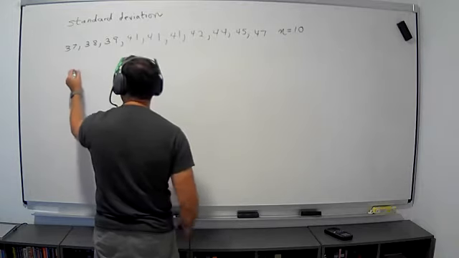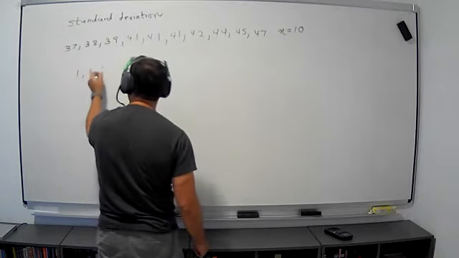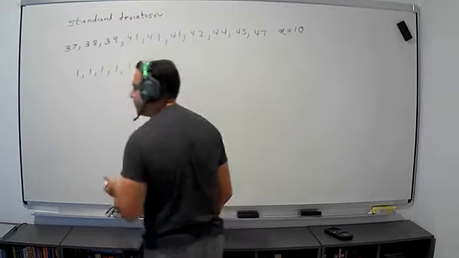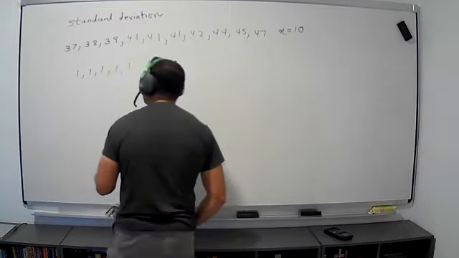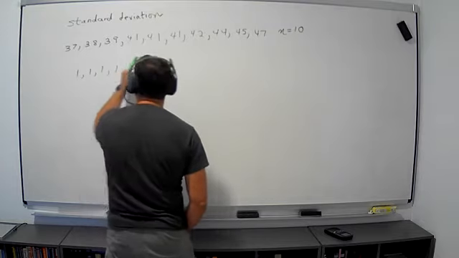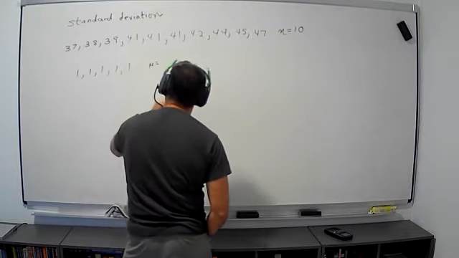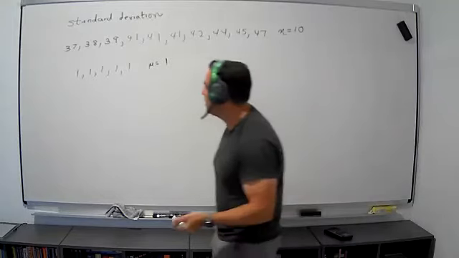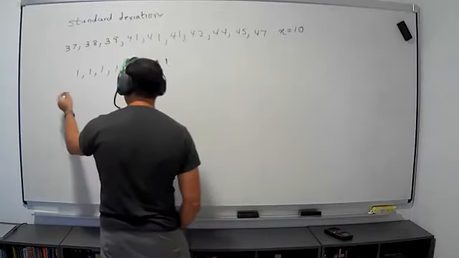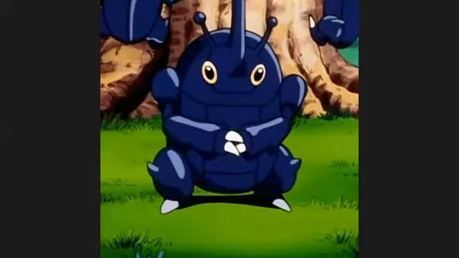Let's say we have 1, 1, 1, 1, 1. Okay. And we go ahead and figure out the mean. What's the mean here going to be? It's going to be 1. Because 1 plus 1 plus 1 plus 1 plus 1 is 5. 5 divided by 5 is 1. And then you're going to go ahead. Average? Huh? So the mean is the average?